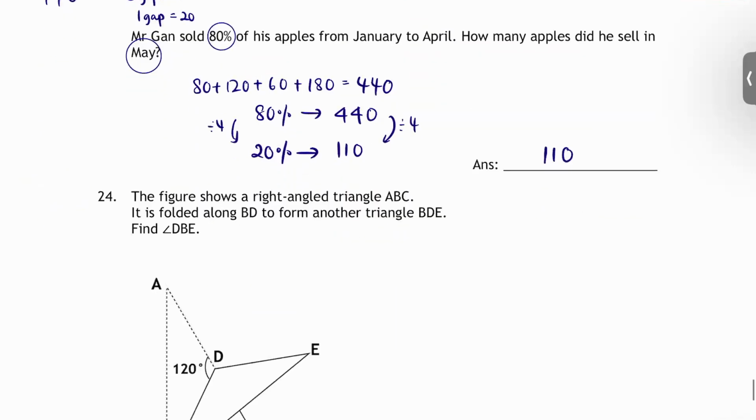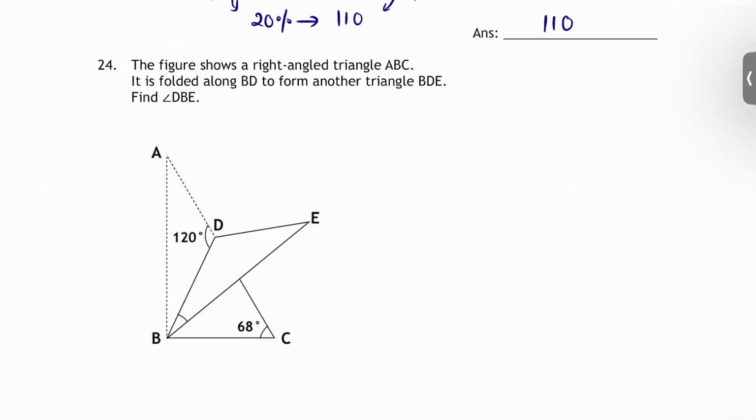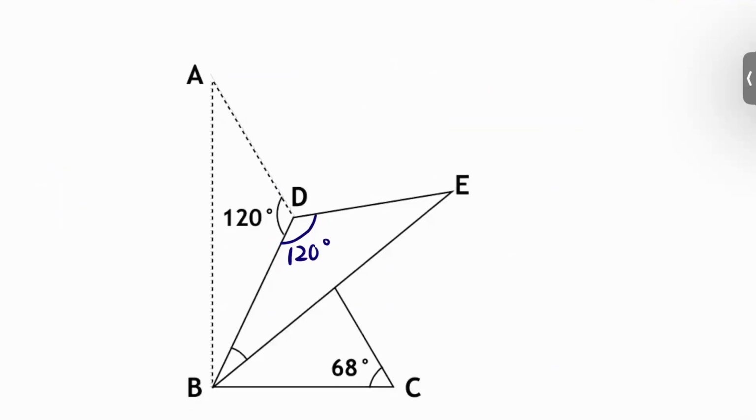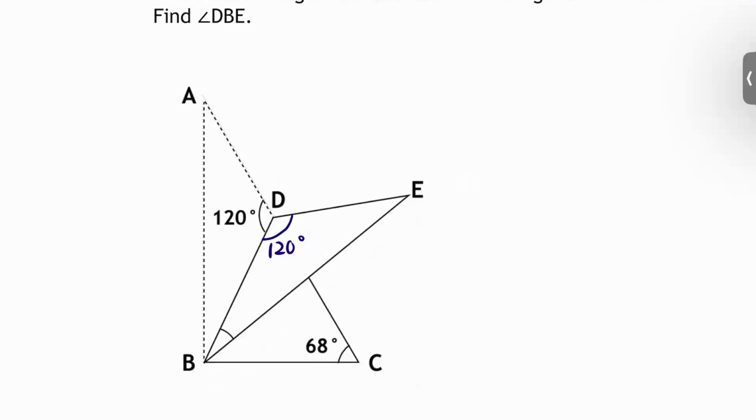Question number 24. The figure shows a right angle triangle ABC. So this is a big clue for us, right angle triangle. And it is folded along BD to form another triangle. So for folding questions, you need to know that this angle and this angle are going to be the same. So let's label that here first. This is 120 degrees. Find angle DBE. So angle DBE. Trace it out, DBE. That's the angle. It is part of a triangle DBE.